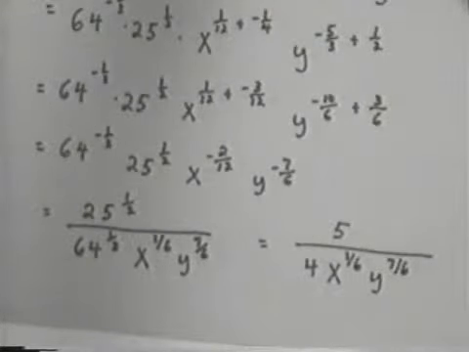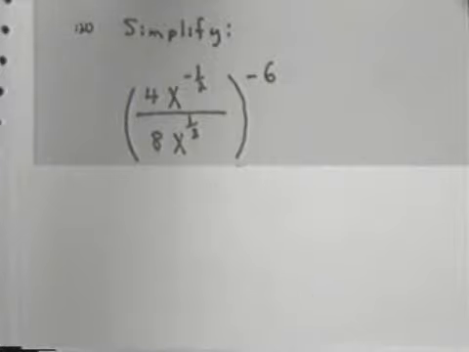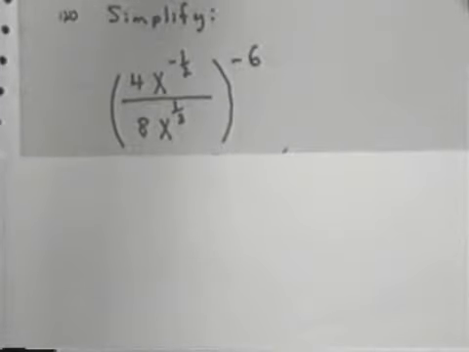Let's look at one more before I give you a couple of the harder ones for you to play with. Let's simplify 4x to the negative 1/2 divided by 8x to the 1/3, all raised to the negative 6 power. Well, we need to work inside symbols of inclusion first.